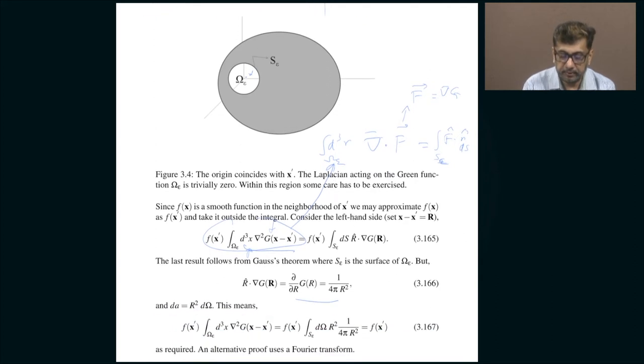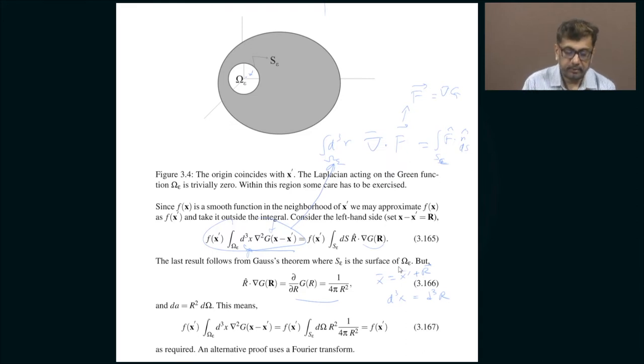So if you do that, all you have to do is find the gradient of g, where capital R is x minus x dash. You shift your coordinates so that x dash is a constant. So I can write small letter x as x dash plus r, and then d cubed x will be basically d cubed r, because x dash is constant when I am integrating. So then I will simply be able to do this.